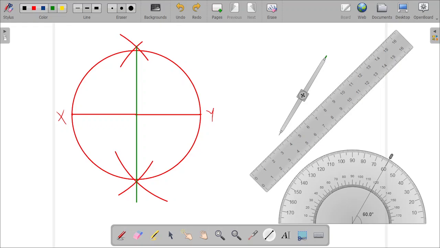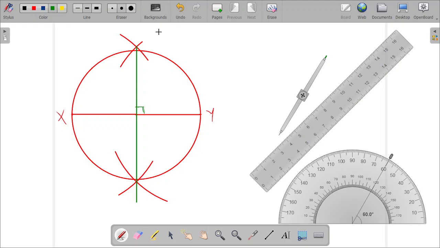So what I've done now, this green line is the perpendicular bisector of this diameter XY. You can see that this green line divides that diameter into two equal parts. So that's the bisector of XY. Also note the angle here is 90 degrees because it's a perpendicular bisector of that line.